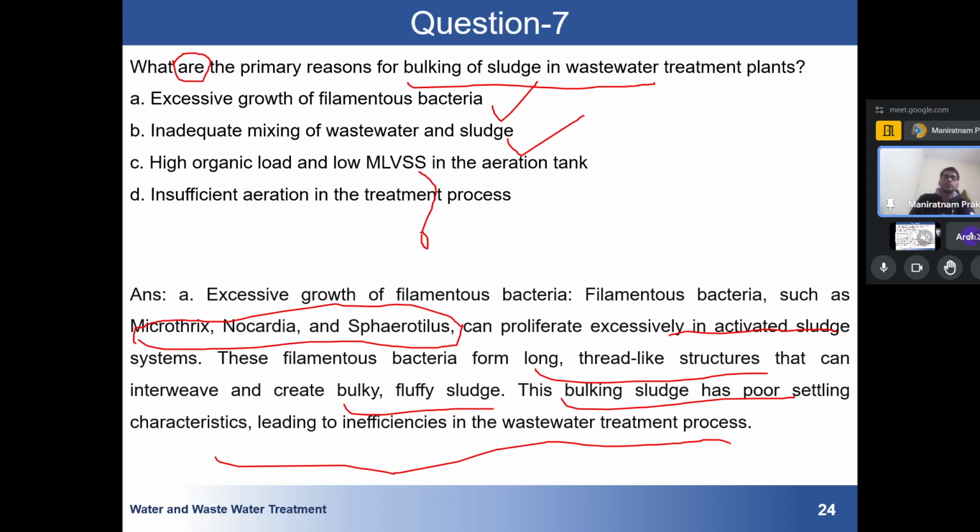So a different set of questions can be asked. Remember, from now onwards, if someone asks you what is bulking of sludge, how bulking of sludge happens, what are the different problems due to bulking of sludge, you should answer this question, because I have given too much time on this thing. These are very small things, but many times people just ignore them.